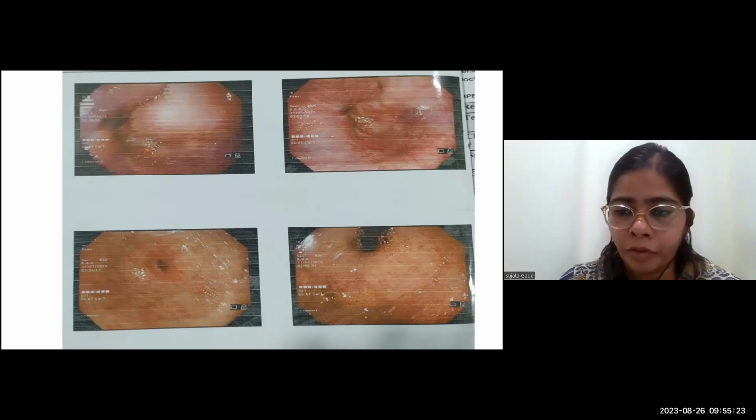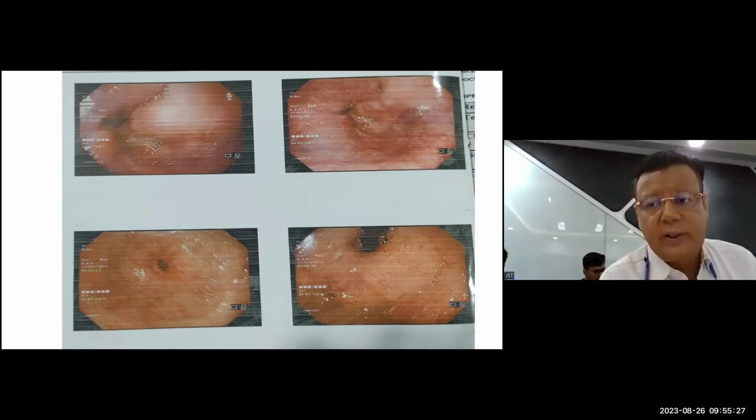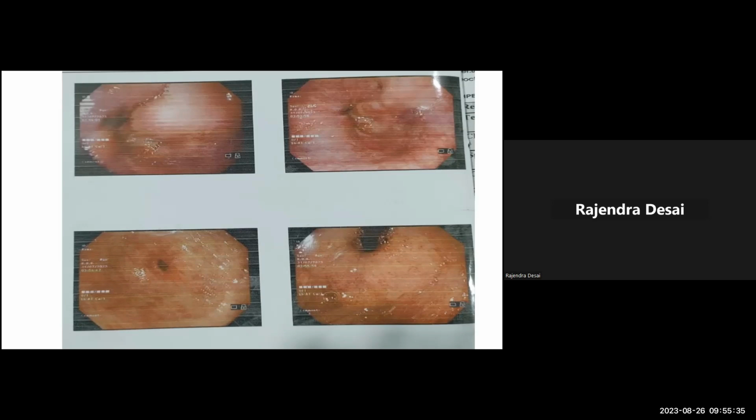Sir, your voice is breaking, sir. Sir, your voice is breaking up. Yes, Dr. Rajendra. No, your voice is breaking up, sir. We're not able to hear what you said for the last 2 minutes. You said I have read recently a report or something.